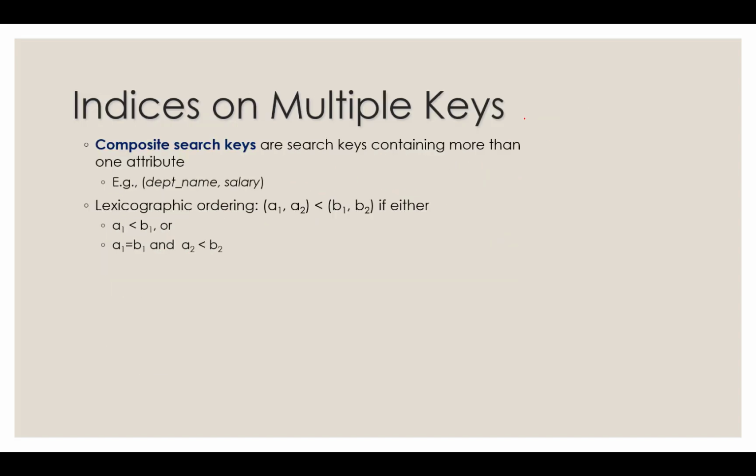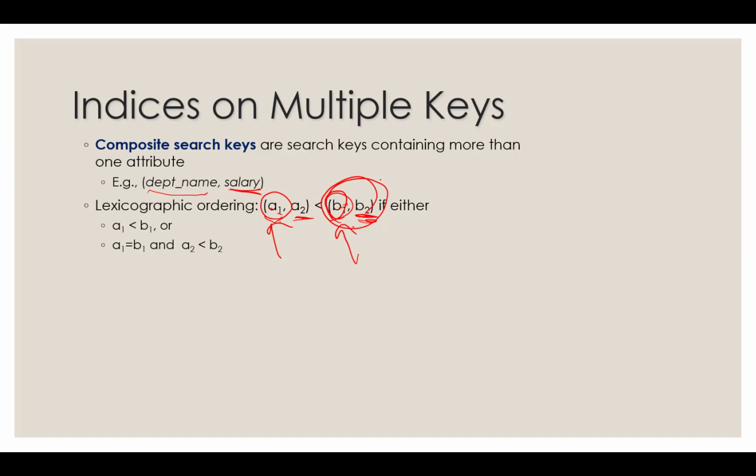You could also have composite search keys. Let's say you have a search key on department name and salary. This is a composite search key. For ordering, you first check which of the first values is larger. If this one is larger, then it doesn't matter what the other values are; this one is larger in general. What if the first values were the same? Then we go to the second ones, A2 and B2, to see which one is larger, and then we pick.